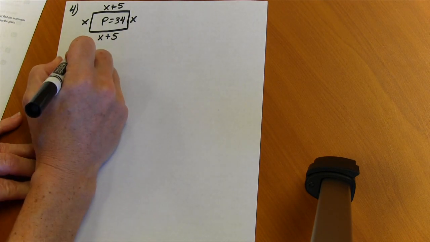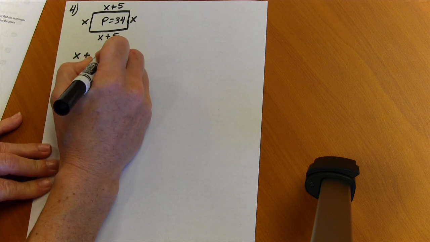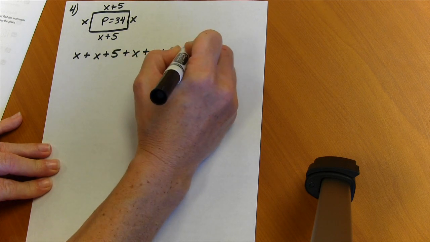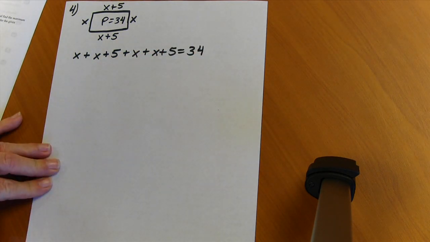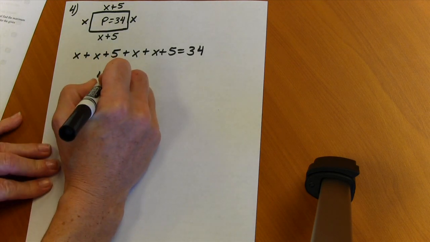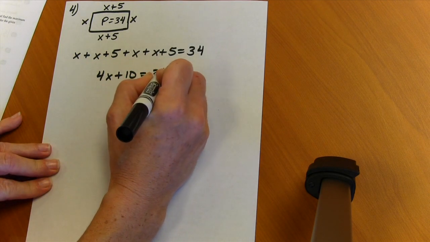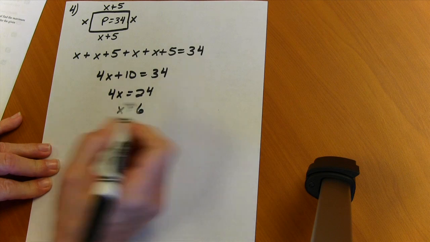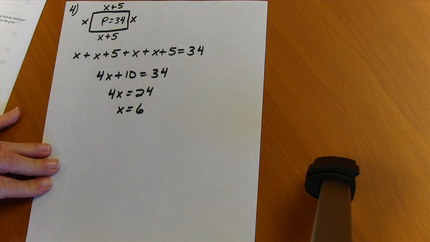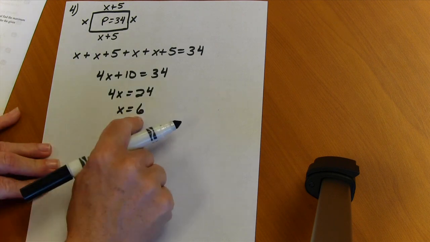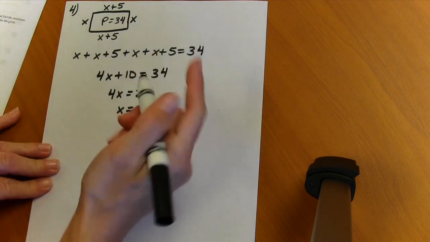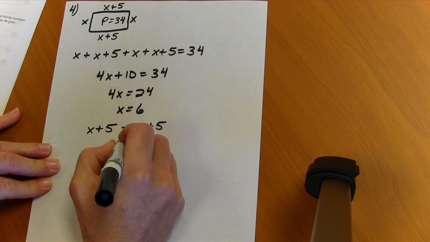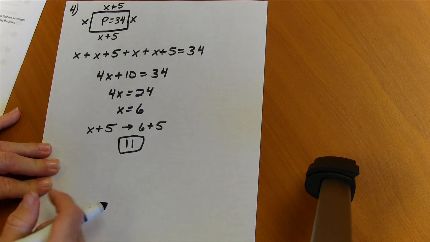Add them up. X plus 5 plus x plus 5 equals 34. Combine your like terms. 4x plus 10 equals 34. And I know you can finish this off. Subtract 10, divide by 4. The question wants to know, what is the length of the rectangle? The answer is not 6, it's 6 plus 5. So 11 is the answer they're looking for, 11 feet.